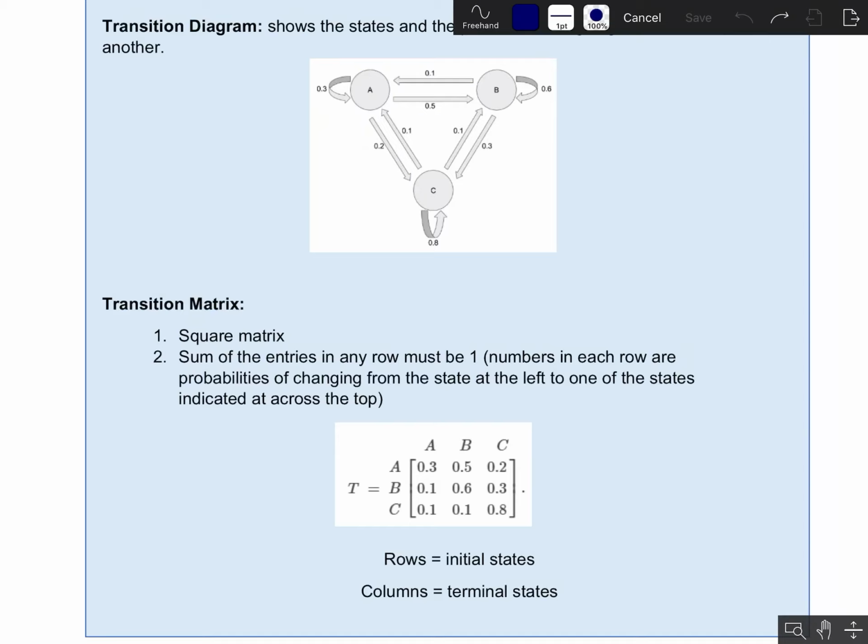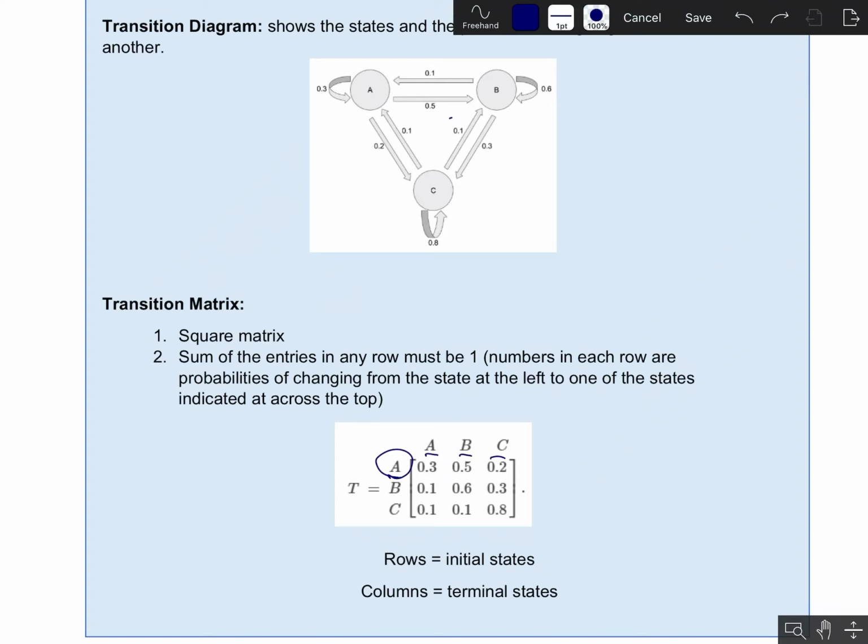And a transition matrix is encoding that same information. A transition matrix will always be a square matrix, and the sum of the entries in any row will be 1, because that's representing the probability of transitioning from this row state to each of these column states. So notice that in the example I gave up here, there's a 50% chance that if you were at A right now, you would transition to B tomorrow. So that's a 50% chance of going from a state A to a state B. And that same percentage also exists in this matrix down here at the bottom.